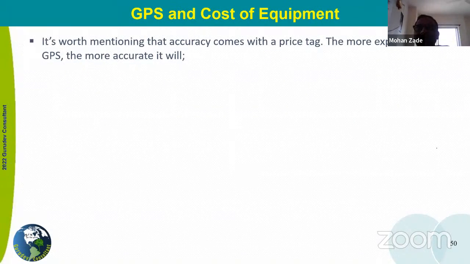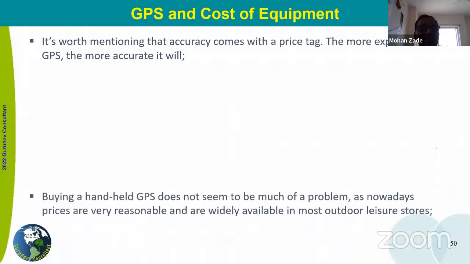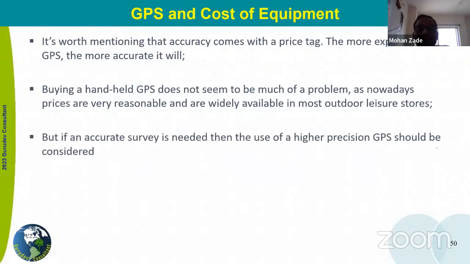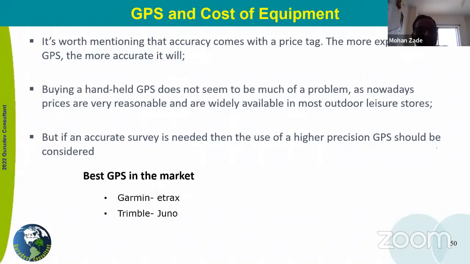The more costly GPS is more expensive, so it always comes with a cost, but the most widely used is the handheld GPS. In your mobile also, it uses a GPS receiver, which has coarse signals and gives greater than 10-meter accuracy. The best in the market are the Garmin, eTrex, or Trimble Juno.